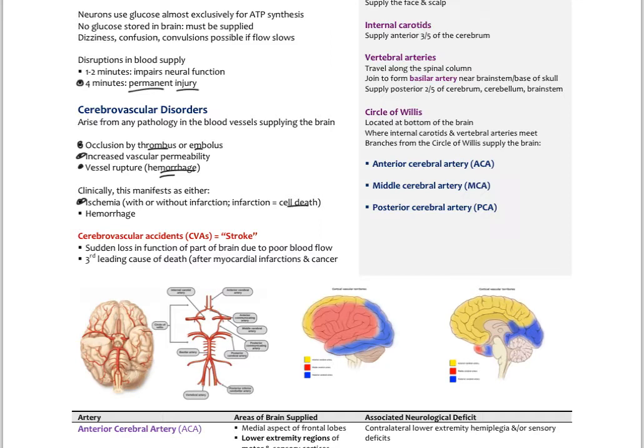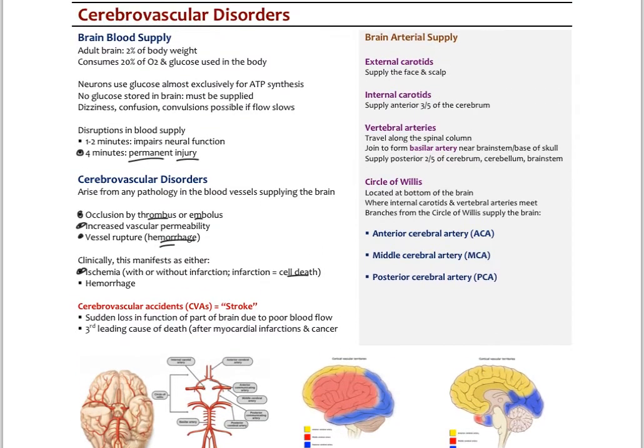Just to summarize again, the blood comes into the brain via the internal carotids, and that's going to supply the anterior 3/5 of the cerebrum, and the vertebral arteries, which are going to fuse together to form the basilar artery. And remember, the basilar artery supplies a lot of the brainstem, the medulla, the pons, and then the midbrain. And then it's going to join up and meet the internal carotid in the circle of Willis.